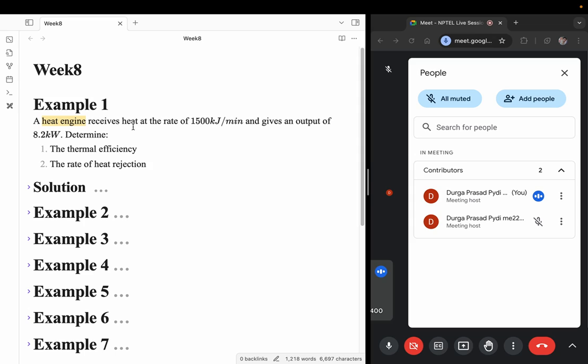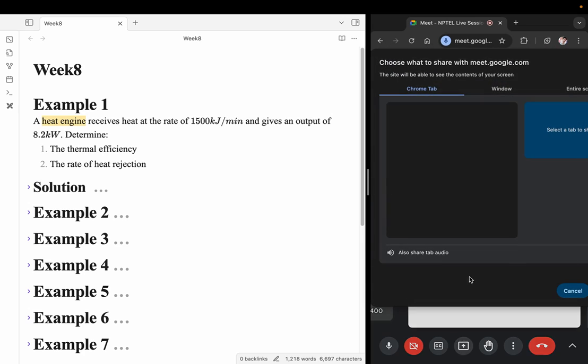So how do you define thermal efficiency? It is basically your output by input. The output in the case of a heat engine is the work done, and the input is the heat that you are supplying from the source. So thermal efficiency is the work output divided by the heat rate. All you have to do is ensure the units are correct and then determine the efficiency. The second question asks you the rate of heat rejection. You can obtain this by doing an energy balance, or basically by applying the first law of thermodynamics.